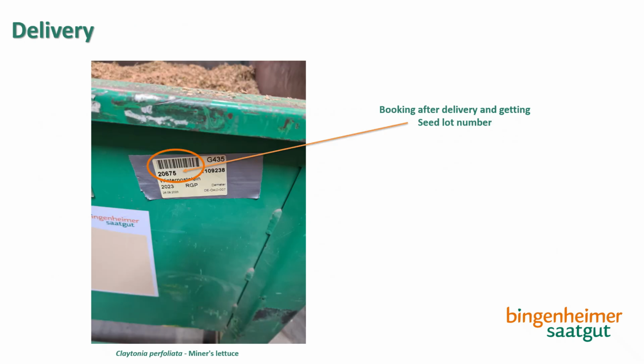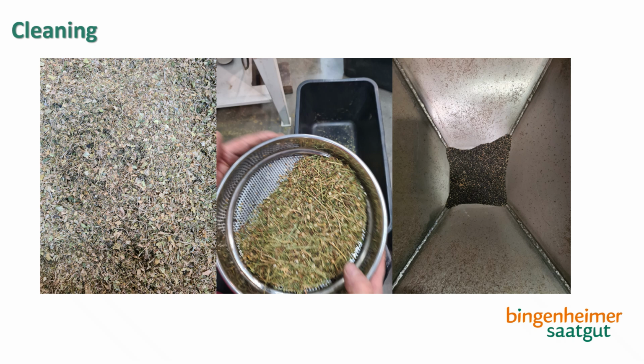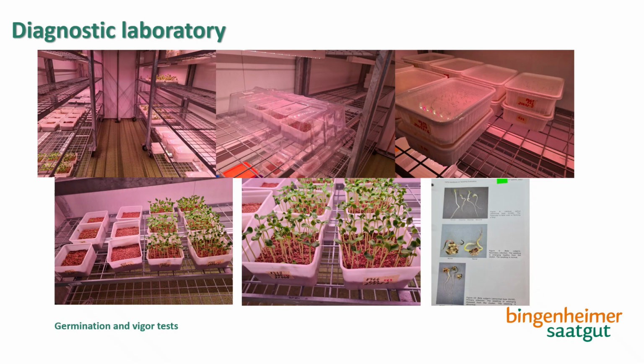I would like now to show you pictures of the whole workflow, and this is done for each seed lot that is delivered to Bingenheimer Saatgut. The seed lot is booked, and after booking, the seed lot number, marked here in orange, is assigned. After the seed is cleaned, a sample of the clean seeds comes to the diagnostic laboratory, where we do the germination test and vigor test.